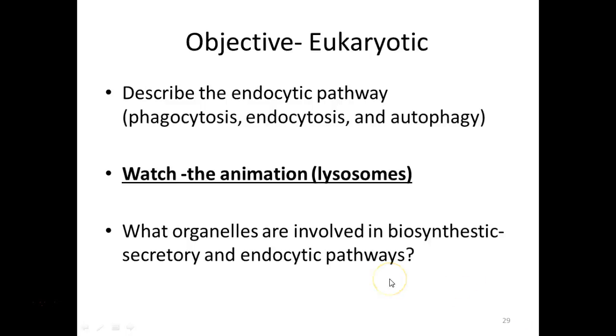So what was involved? Where did it all start? Where were those enzymes made? Yep, the endoplasmic reticulum, but which one? The rough endoplasmic reticulum, the one coated in ribosomes. And then that vesicle traveled to what other organelle? The Golgi apparatus. And then we actually had the lysosome.